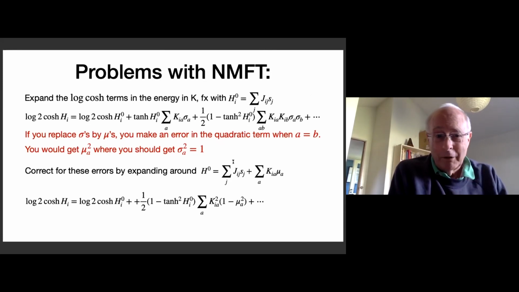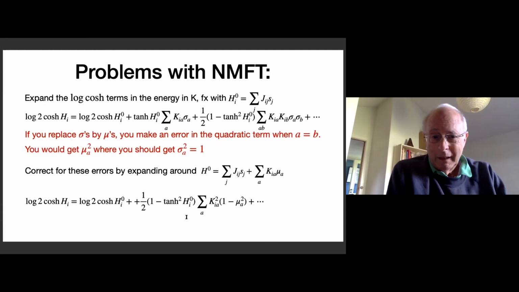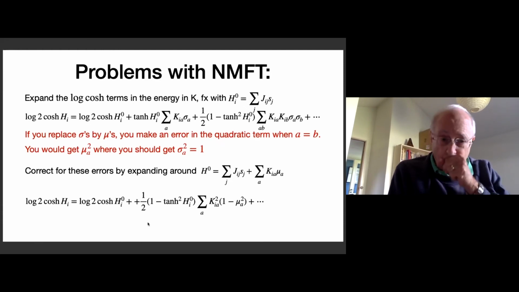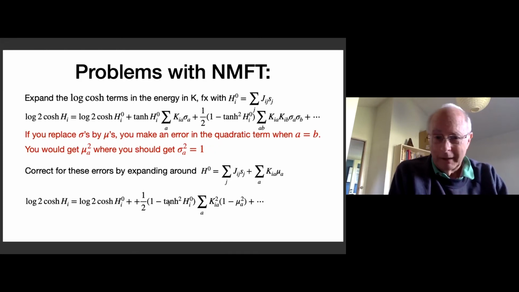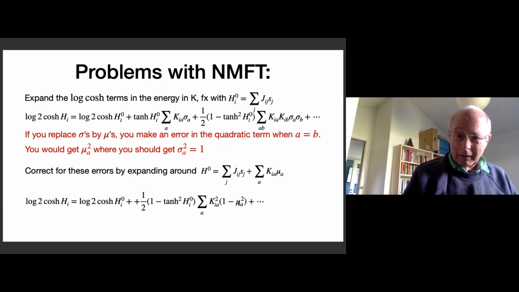So we can correct for all those errors by expanding around the case, the H0, which is the one you would get if you replaced the sigmas by mu's everywhere. And then there's no linear term. The first thing you get is a quadratic term, and it's got 1 minus tanh squared, which is the second derivative. It's just the correction that you have to make. You should be getting 1, and what you were getting is mu squared. So you get a term like this.